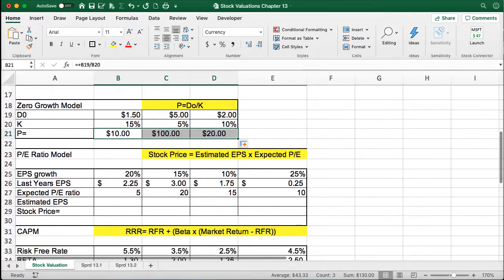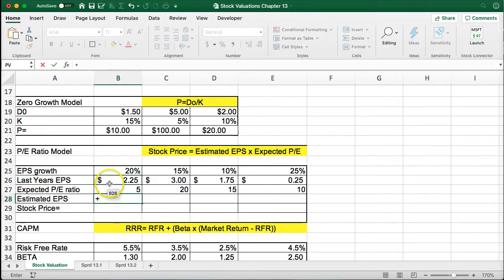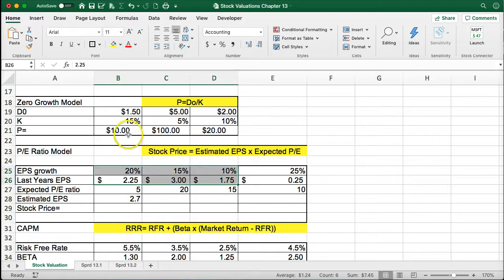Finally, the PE ratio model. So here, if we have the earnings per share growth, last year's earnings per share, and expected PE ratio for next year, we can first calculate the estimated earnings per share by taking last year's earnings per share and multiplying it by 1 plus the growth rate. So this would be next year's estimated earnings per share.